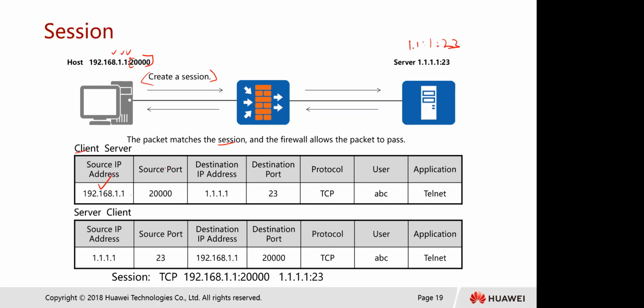So what am I going to do? This is our source IP address. This is our source port. Kindly also take note of the destination IP address, and we are using port 23. This port belongs to which protocol? TCP. So we are using the TCP protocol. It is user ABC, and they have accessed our server through telnet.